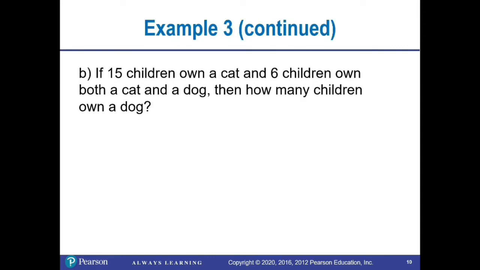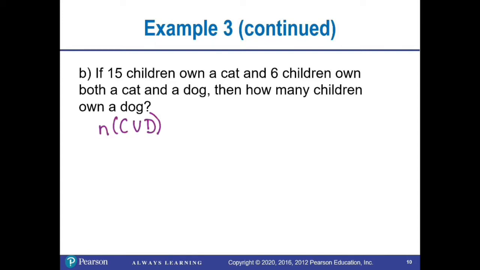In Part B, we have 15 children who own a cat and 6 who own both a cat and a dog. And we want to know how many children own a dog. Now notice these sets overlap. We have some children who own a cat, some who own a dog, and some who own both. So this leads us to a new formula.